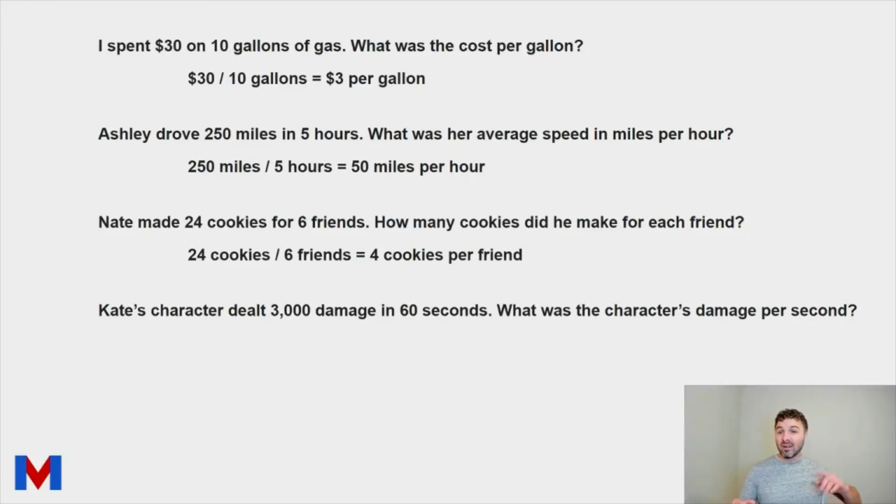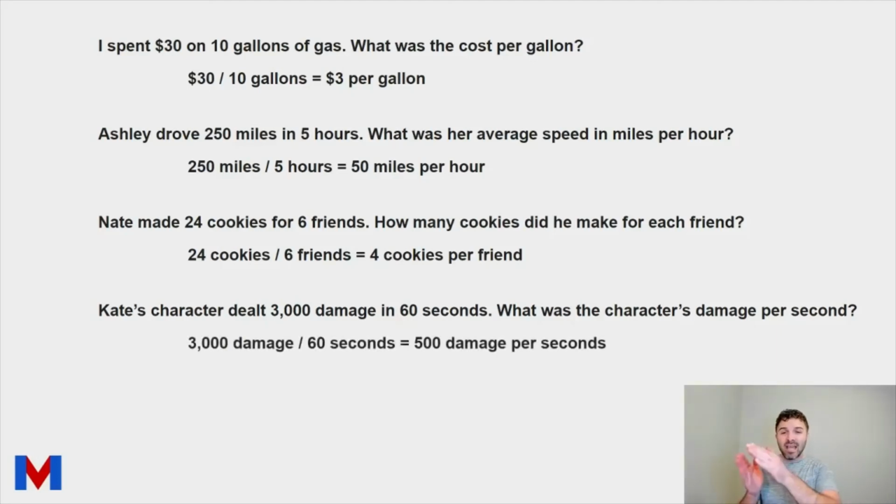All right, so Kate's character dealt 3,000 damage in 60 seconds. What was the character's damage per second? Try to figure it out. Pause the video. All right, here we go. Damage per second, damage divided by seconds, 3,000 damage divided by 60 seconds, that's 500 damage per second.